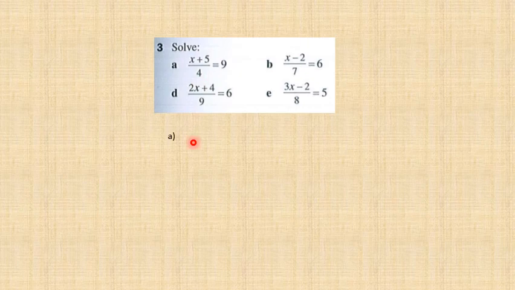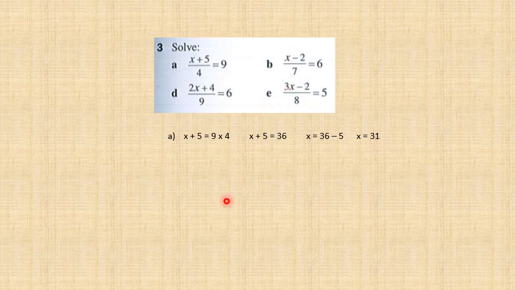So here I will multiply first by 4 to get rid of this 4, the inverse operation. So x plus 5 equals 9 times 4, which equals 36, and then make the inverse operation of plus 5. I will make it minus 5, so it's going to be equal to 31. So x equals 31.